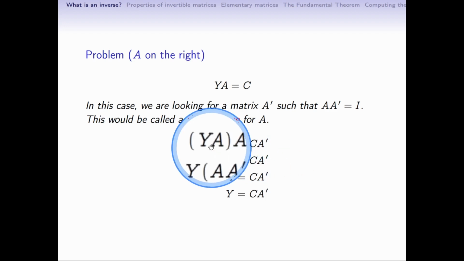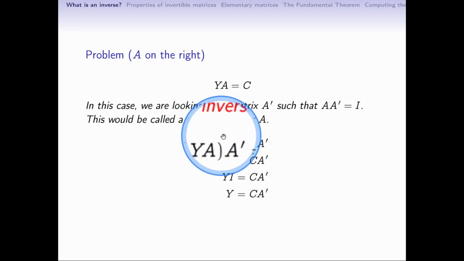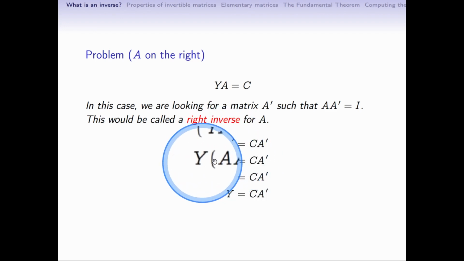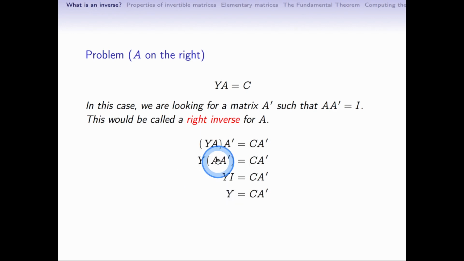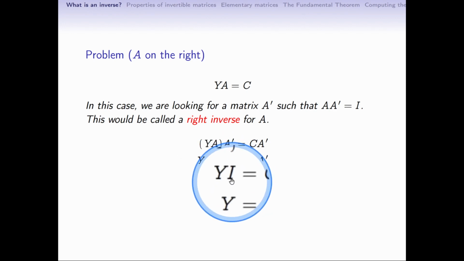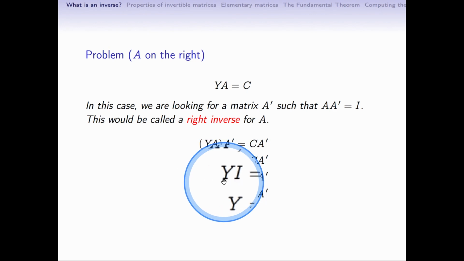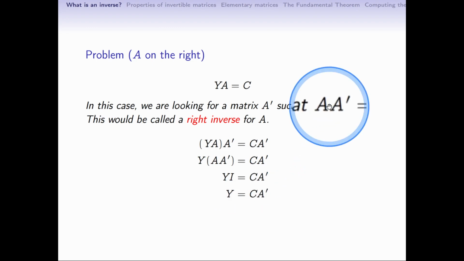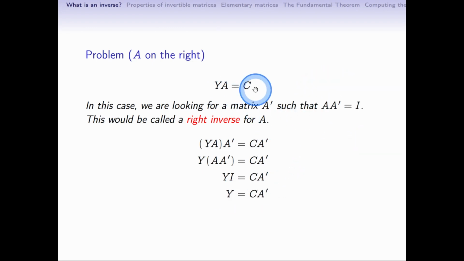Now, once again, matrix multiplication is associative, so I can lift these parentheses off and reassociate them and think about this as y times A prime. A times A prime, of course, is the identity matrix. That's the role of the right inverse. And when doing matrix multiplication, y times the identity matrix is just y. So, armed with this right inverse, we could solve this equation as y equals C times A prime. Y is equal to C times the right inverse of the matrix A.